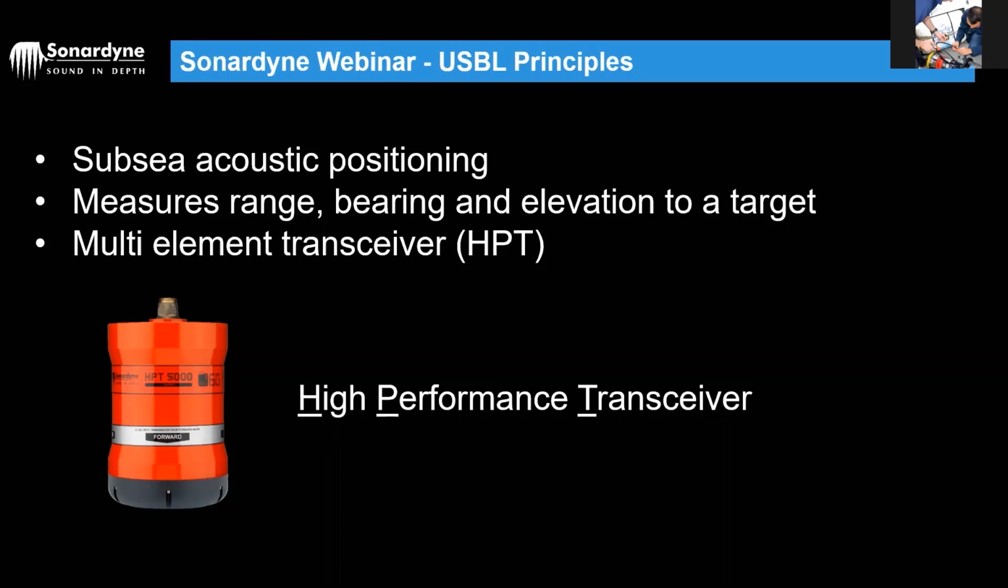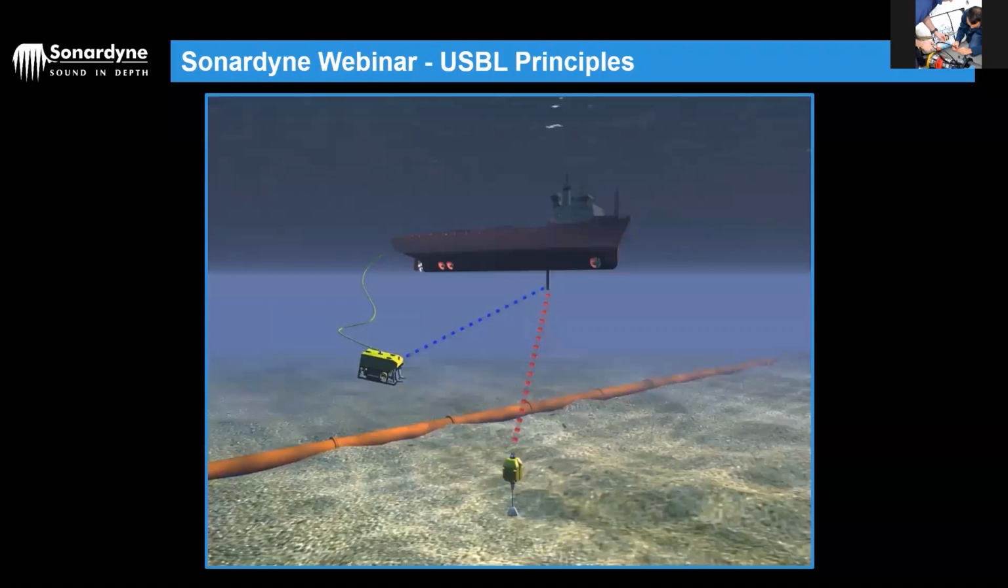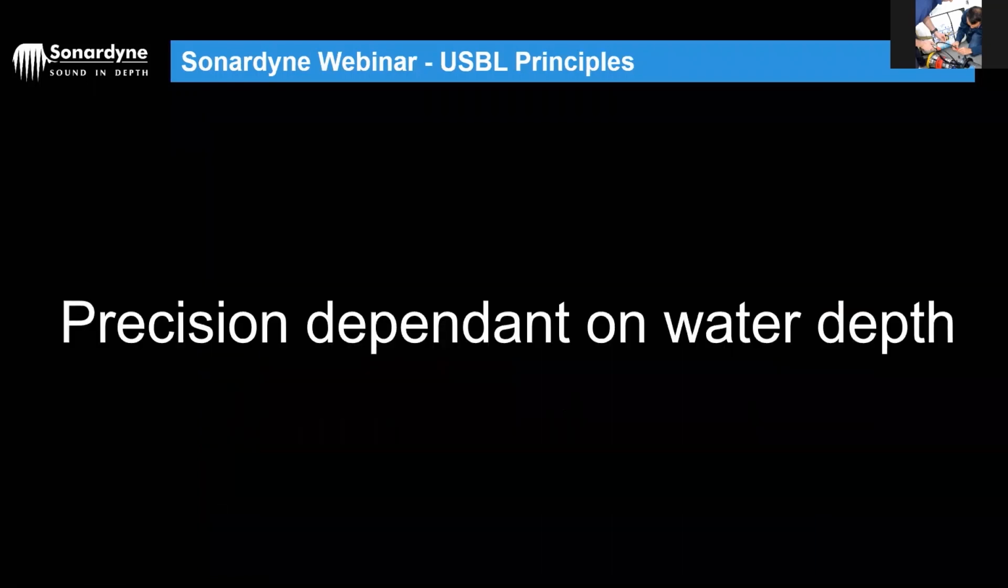So the other thing we talked about in the webinar last week is the precision of our USBL system. So we use it for tracking objects underwater, ROVs, subsea beacons, lots of things. We'll talk about all the things it's used for later. But the precision of a USBL system is dependent upon water depth. As we covered last week, the reason for that is that the further you are away from the thing you're tracking, the less precise you're going to be.